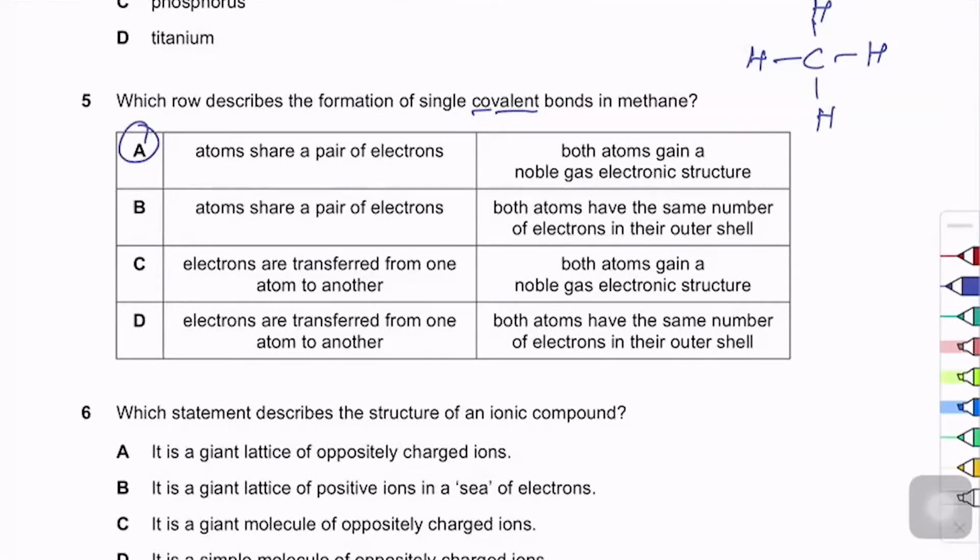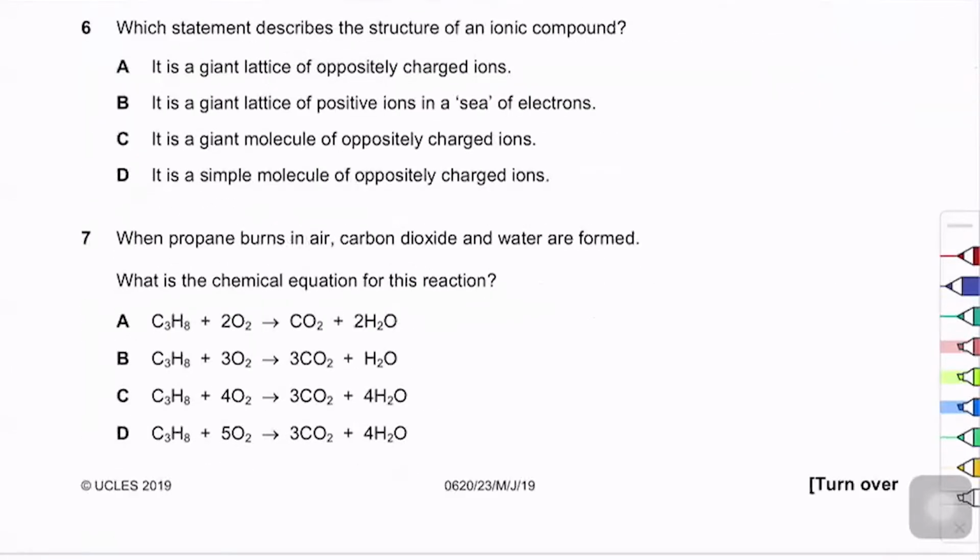If you have any confusion, any question, feel free to ask, okay? Which statement describes the structure of an ionic compound? What's an ionic compound? It is a lattice of oppositely charged ions. That's what an ionic compound is, okay? So let's see. First statement, it's a giant lattice of oppositely charged ions. That is true.